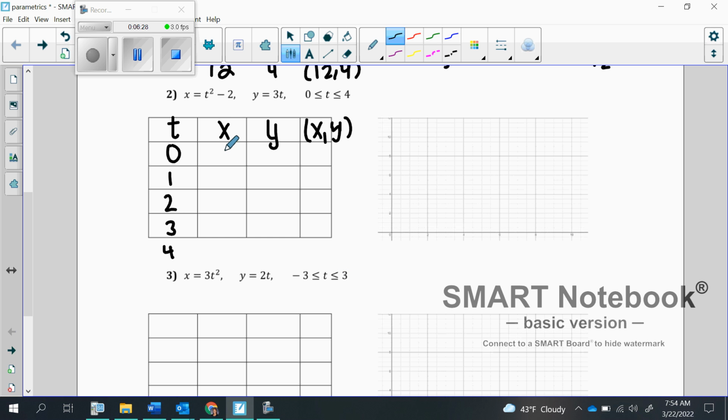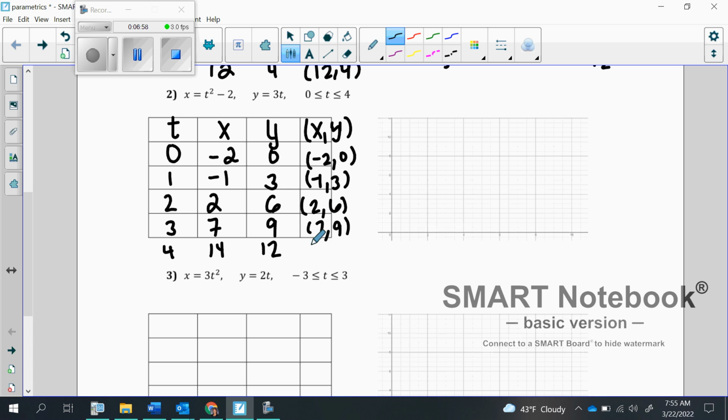So if we plug in for x here, we're going to get -2. If we plug in 1, we're going to get -1. Plug in 2, we're going to get 2, 7, and 14. And then if we plug in for y, we're going to get 0, 3, 6, 9, and 12. And again, we can plot our points: -2, 0; -1, 3; 2, 6; 7, 9; and 14, 12. And we can go and graph this.